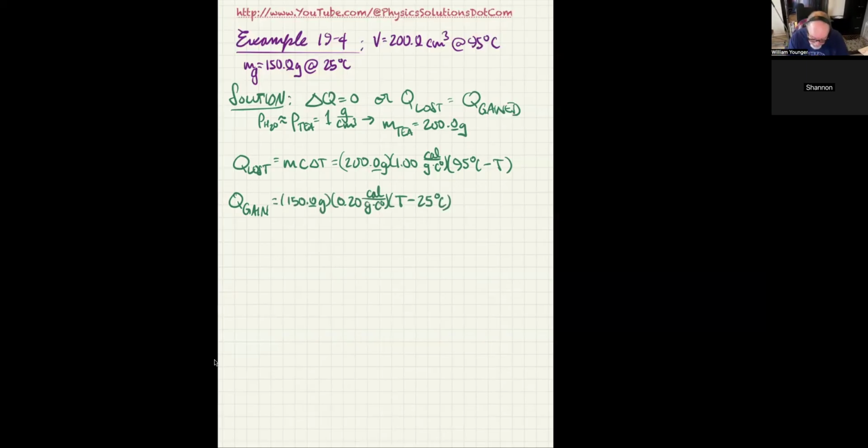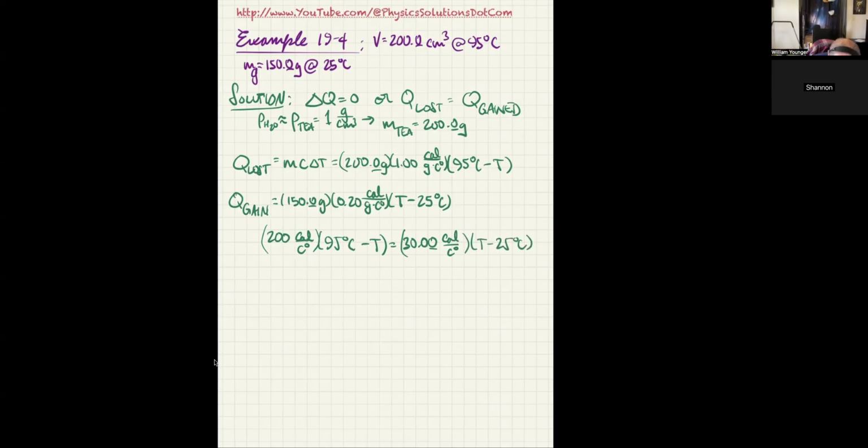Now I just set them equal to each other. You're going to have 200 times 1 is 200 calories per Celsius degree times 95 degrees Celsius minus T is equal to 150 times 0.2, which would be the same thing as 15 times 2. So this is going to be 30.0 calories per Celsius degree times T minus 25 degrees Celsius like that.